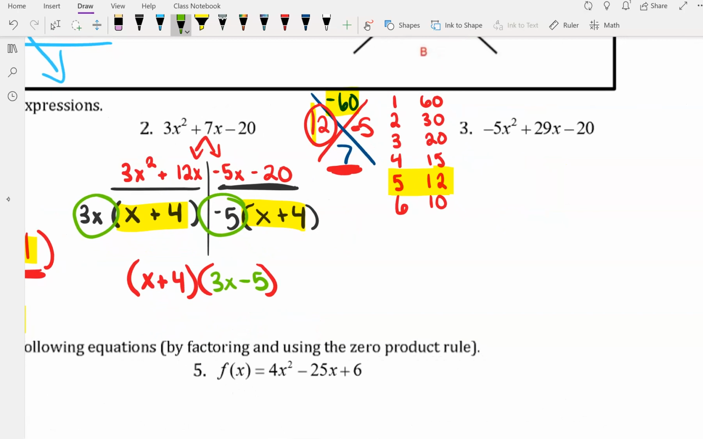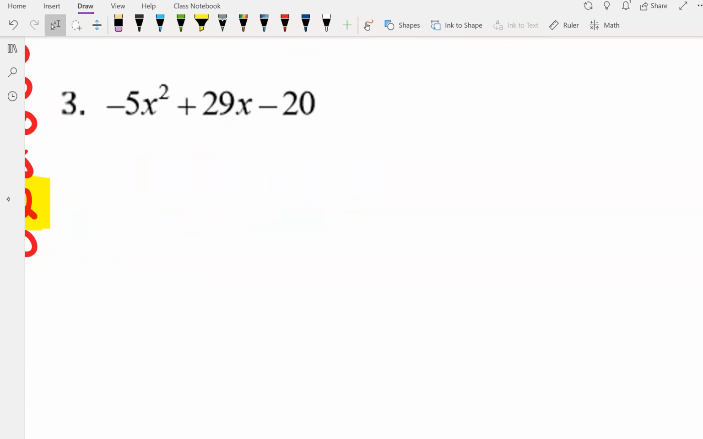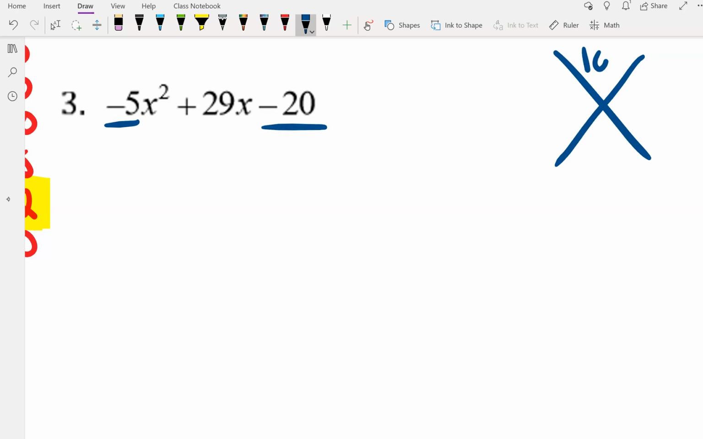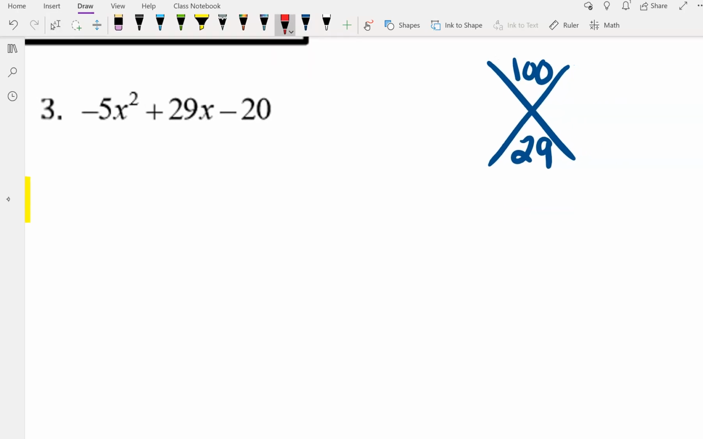Right. Next one. To find the number at the top of the big X, I multiply A times C. So negative 5 times negative 20, which is positive 100. The number at the bottom of the X is just the B value, so 29. I need to think of factors of 100. So that's going to be 1 and 100, 2 and 50.